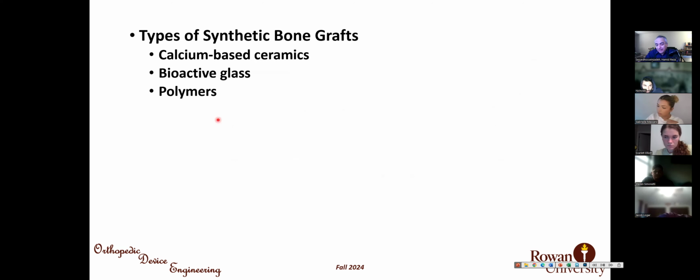They don't provide any immune risk. They don't carry the risk of transferring disease. We have several types of them. One of them is calcium-based. One of them is bioactive glass, and the other one is polymers.